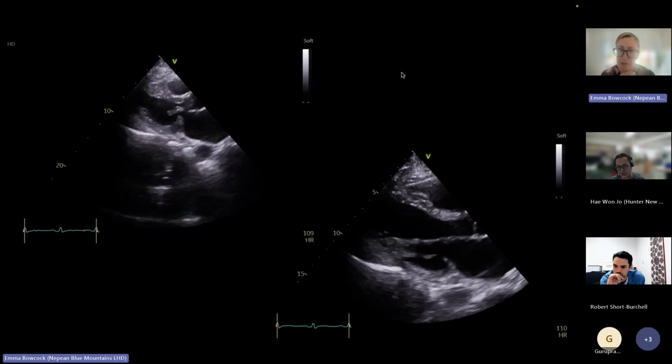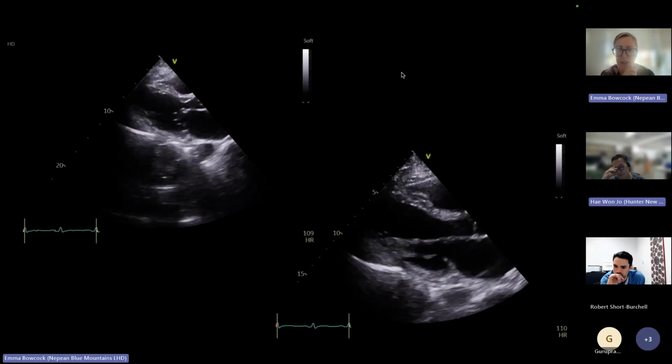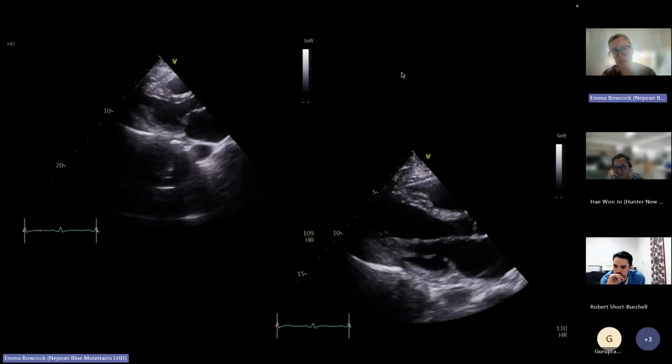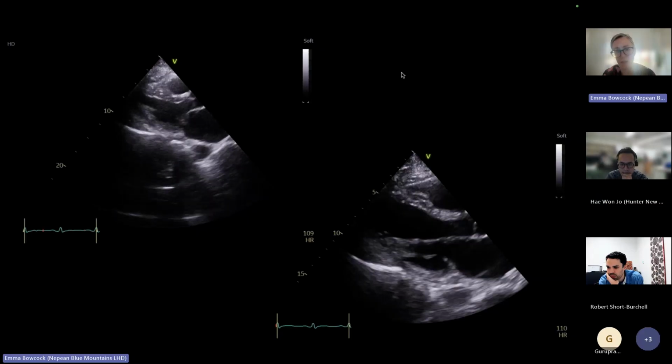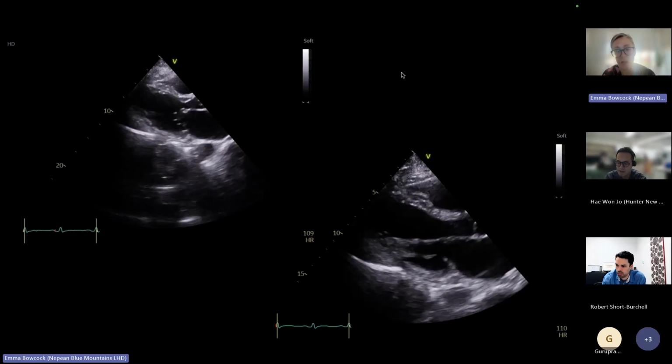What would you expect the EF to be in acute severe MR if it was a normally functioning ventricle? High, yeah, so at least 60. And if it's less than that, that's probably an impaired intrinsic contractility of the LV, because, as you said, it's got such low afterload.